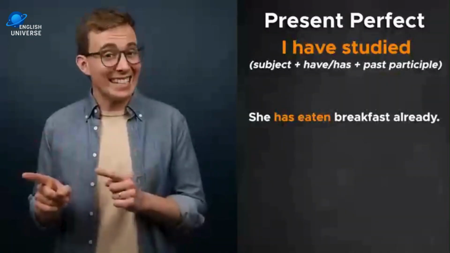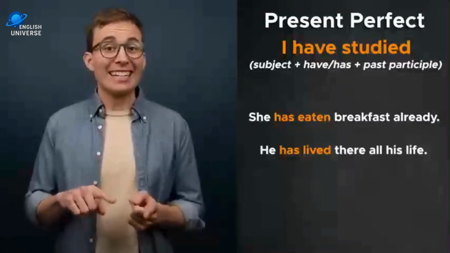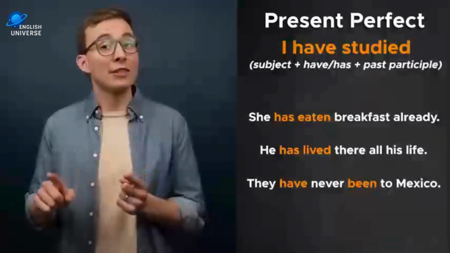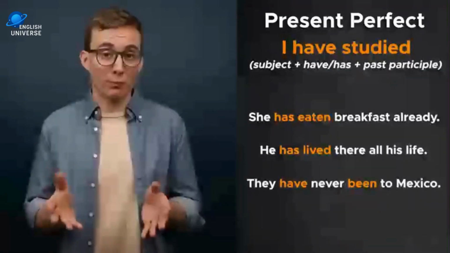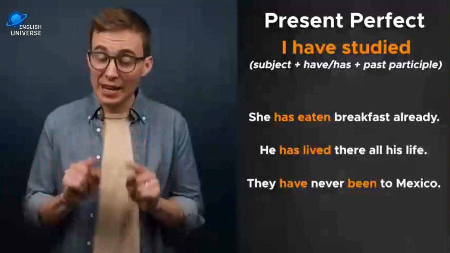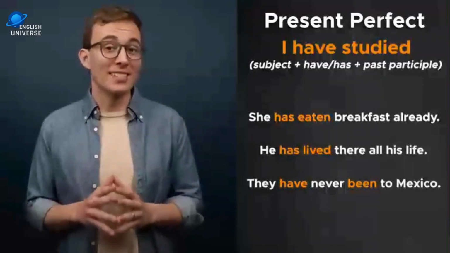And we often use the present perfect to talk about someone's experience or lack of experience. She has eaten breakfast already. He has lived there all his life. They have never been to Mexico. We're using past experience to describe who the subject is now, and that's why this is a present tense.